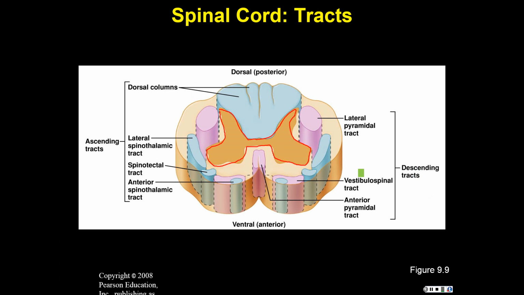Okay, so descending tracts. Information is being conveyed down in the descending tracts, versus nerves that are traveling up via the ascending tract. So their axon terminals will be somewhere further away towards the brain.